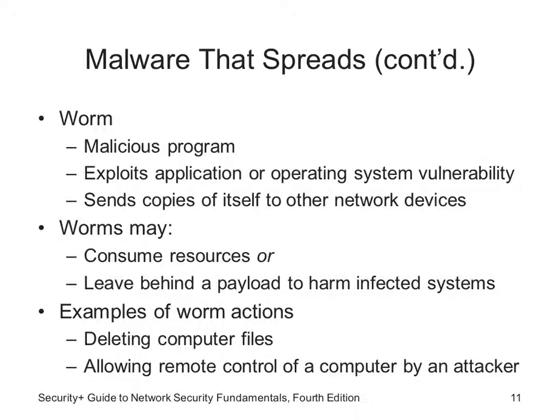A worm is a malicious program that exploits an application or operating system vulnerability, like for instance, the operating system hasn't had patches done to it in 2 years or 10 years or 5 years or whatever. It sends copies of itself to other network devices. Worms may consume resources and leave behind a payload, and the term payload, by the way, is defined in chapter 1. It's basically something that happens, whether it be an event or multiple events, like deleting files or sending files. And it's generally used to harm infected systems.